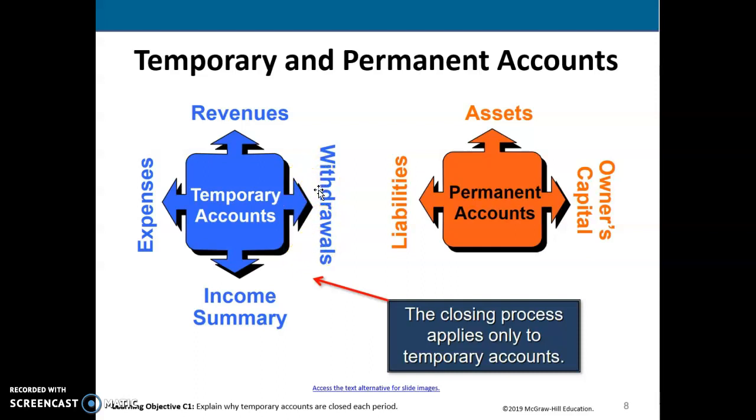The other side of it is our permanent accounts, and they're in orange. So with the permanent accounts, they are our assets, our liabilities, and then our owner's capital account. We're not going to close them. So we're not going to reset their balances every month. Assets are going to continue to build, and liabilities will go up and down as we increase liabilities and as we decrease liabilities. So they're going to change.